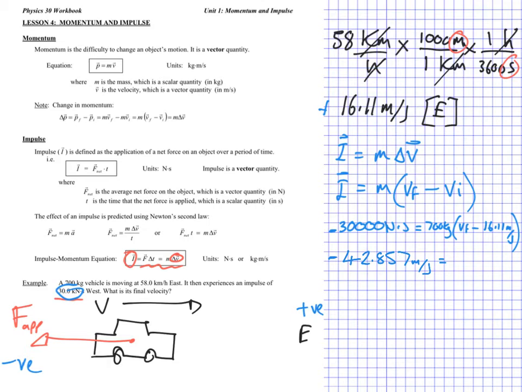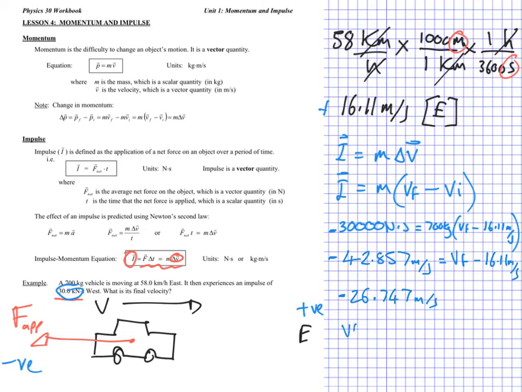And that's equal to the VF minus the 16.11 meters per second. And so now I just have to add that 16.11 to my negative 42. And that gives me a negative 26.747 meters per second. And that's my final velocity.